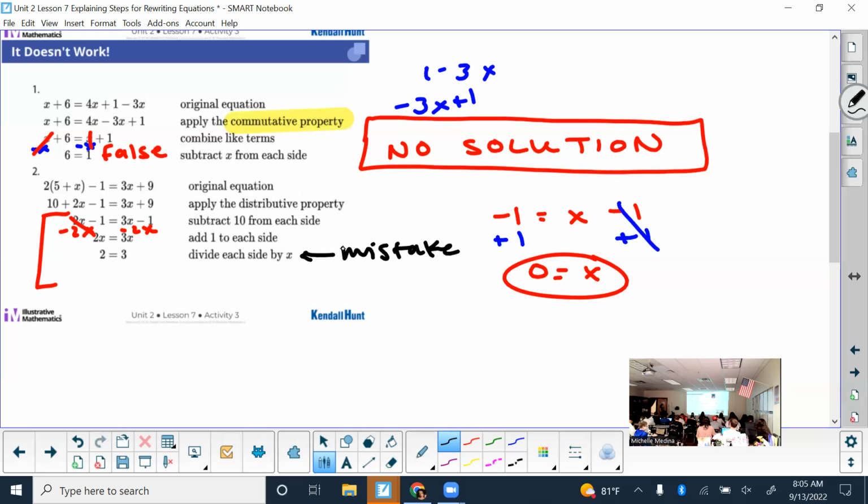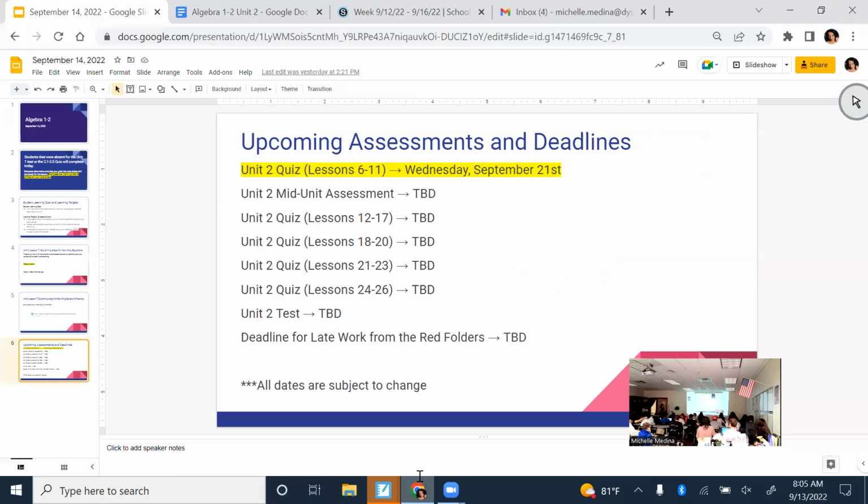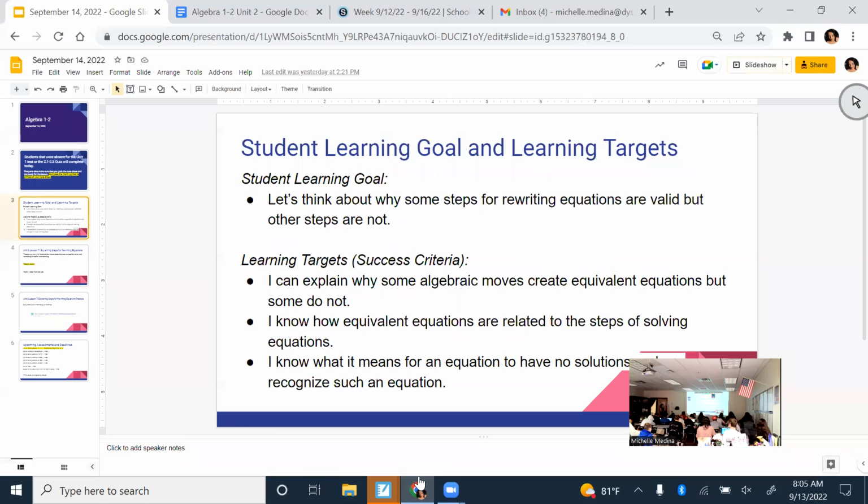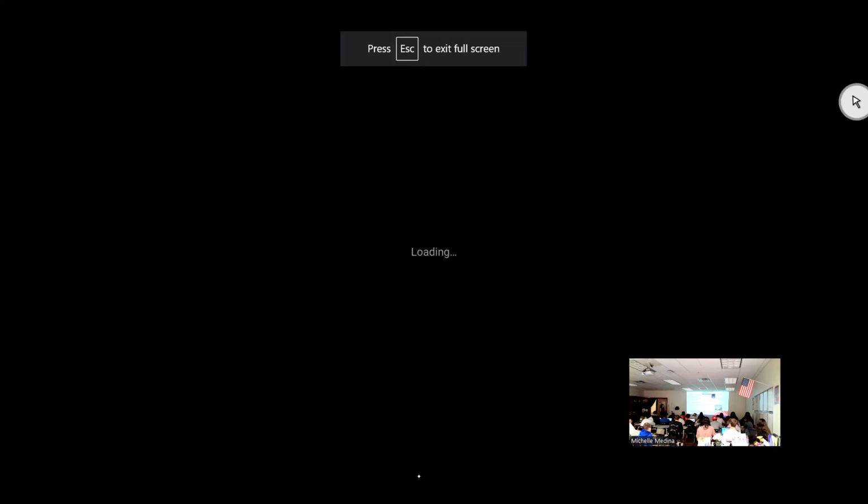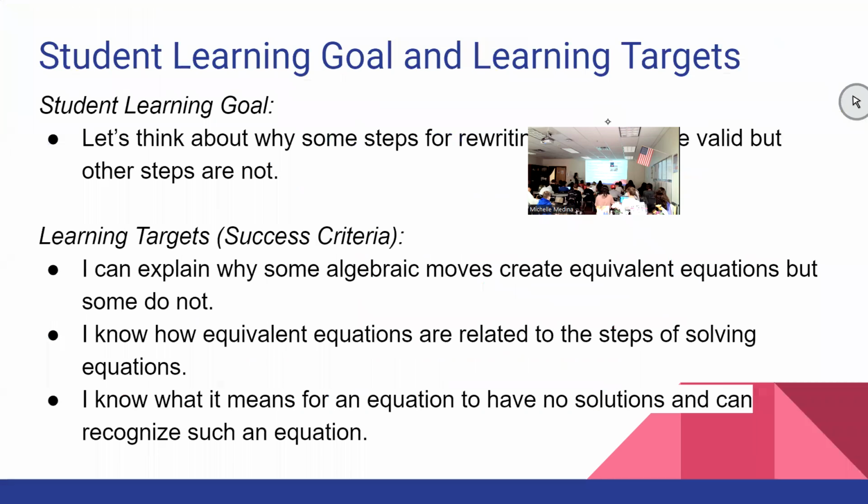Questions on anything we learned today? All right, I never showed you the slide, so I never showed you what the goal was, but let's see if we met the goal. If you can explain why some algebraic groups create equivalent equations but some do not, like what we did in the second activity, then you met the goal. If you know how equivalent equations are related to the steps of solving equations, so when equations are equal, they're the same on both sides, then you met the goal. And if you know what it means for an equation to have no solution and can recognize that, then you've met the goal.